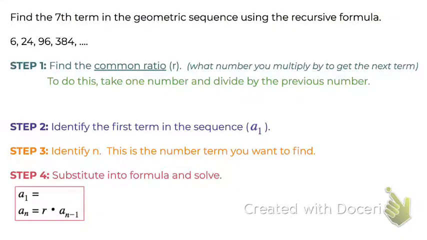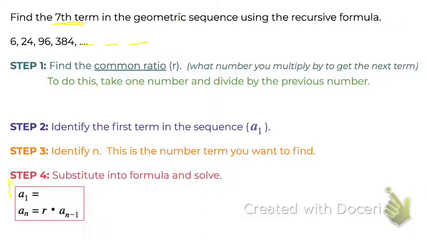Here we're asked to find the seventh term in a geometric sequence using a recursive formula. I always think of recursive formulas as just a way to write what is happening to find the next term. It's not really as helpful as an explicit formula in finding like the 50th term or the 100th term in the sequence. Often it's used to find a smaller term in the sequence. So we're just asked to find the seventh term in the sequence.